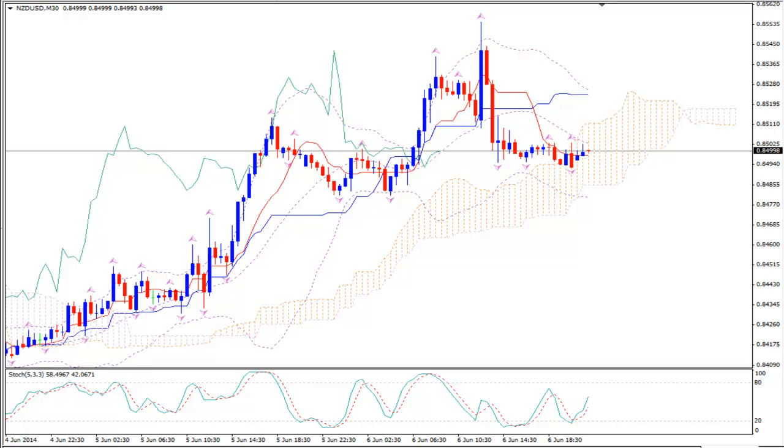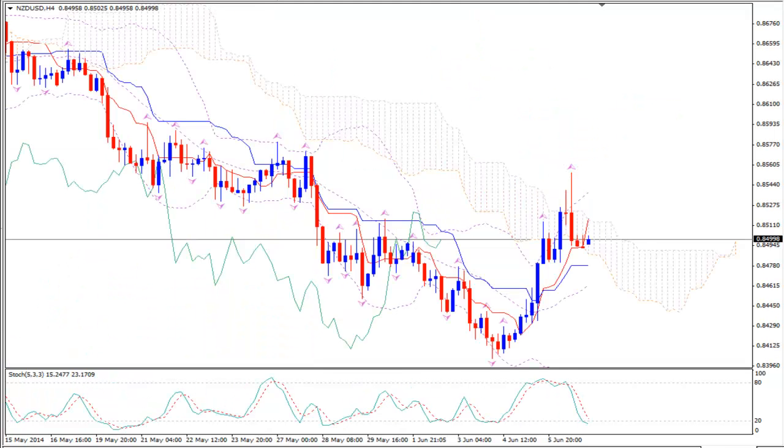So this is it for NZDUSD. Our entry criteria are not met yet. We wait for a strong bullish Kumo Breakout on H4, but once they are met, it looks like it will be a very nice trade.